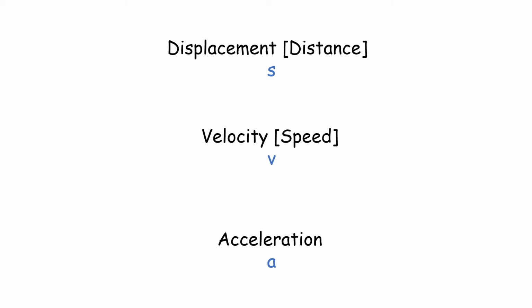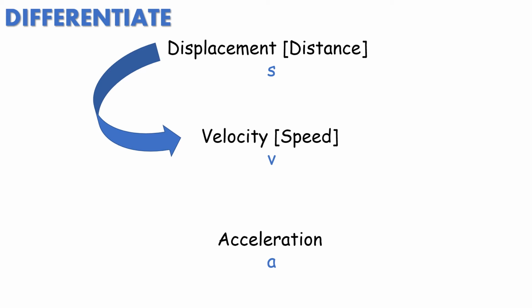And this is often how I would have this drawn out at the top of a question. It's just s, v, a, you don't need the words. You can, of course, put the words, but it gives us a nice nearly flowchart to direct us how to do a question. So if I want to move from displacement to velocity, I am differentiating, and it is ds/dt because it's with respect to time.